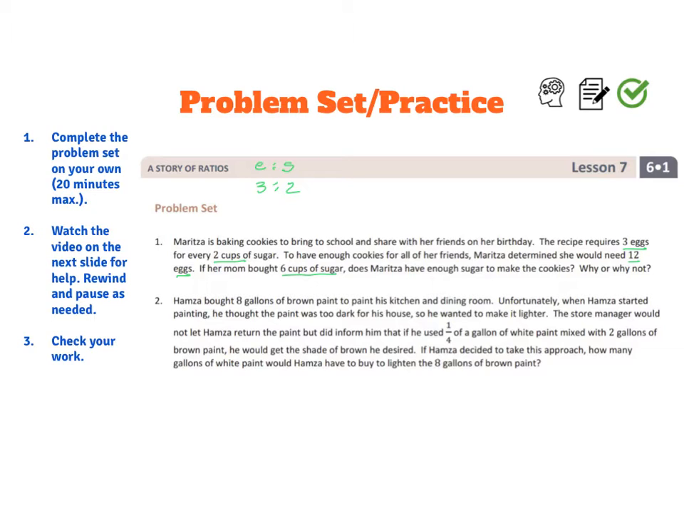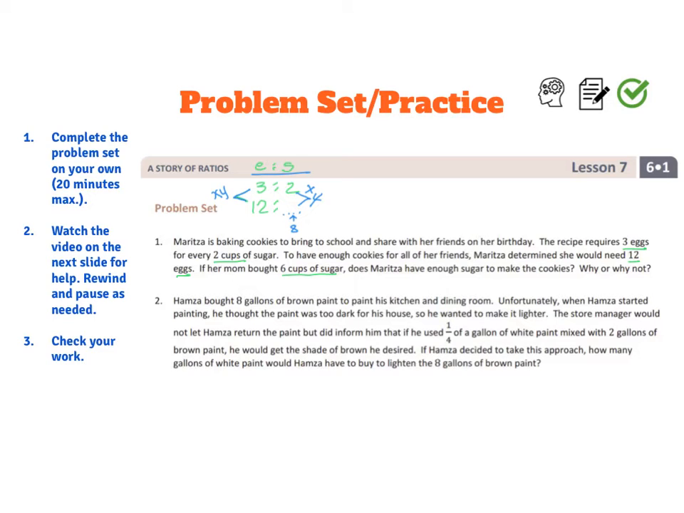Now it says we know that she calculated that she's going to need 12 eggs. So you know what I'm going to do over here to the side? 3 times 4 would give me 12. If I had 2 times 4, what should be here would be 8, and that's 8 cups of the sugar. So the mom bought 6 cups. So guess what? She doesn't have enough.